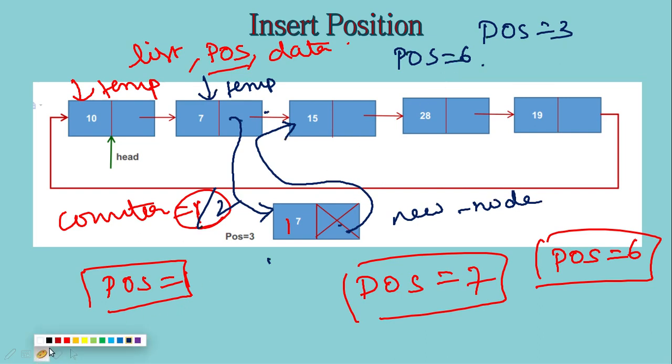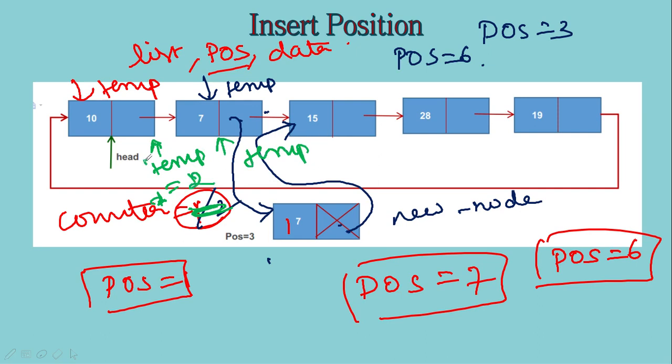So if you start the algorithm fresh, then your temp will be here, right? Your temp is here and your counter is 1, right? As per the algorithm, your temp is not in the last node. So you have to check whether your counter is equal to 1 less than the position. No, counter is 1, position is 6, right? So you have to move the temp to the next node and you will increment the counter.